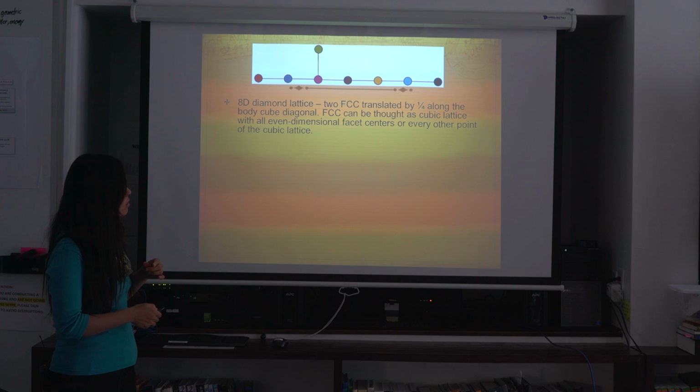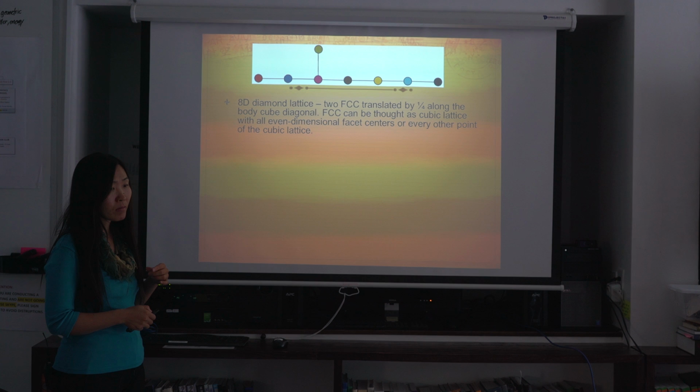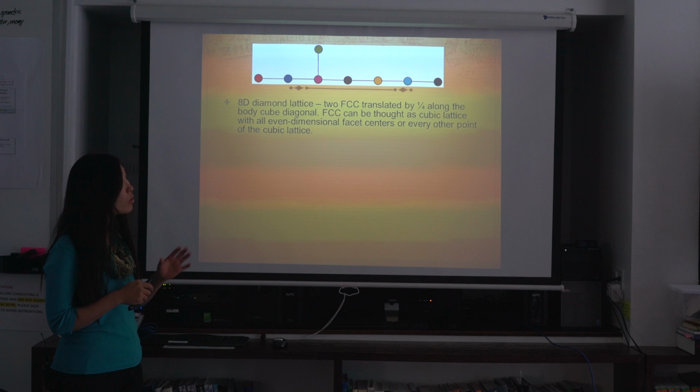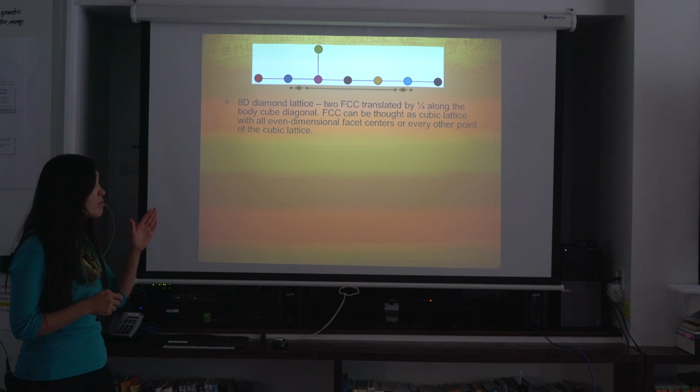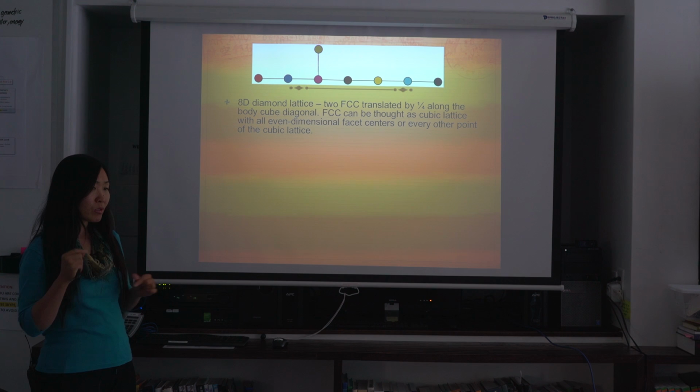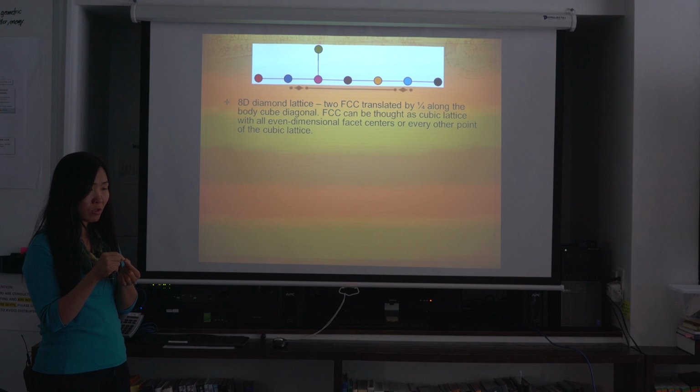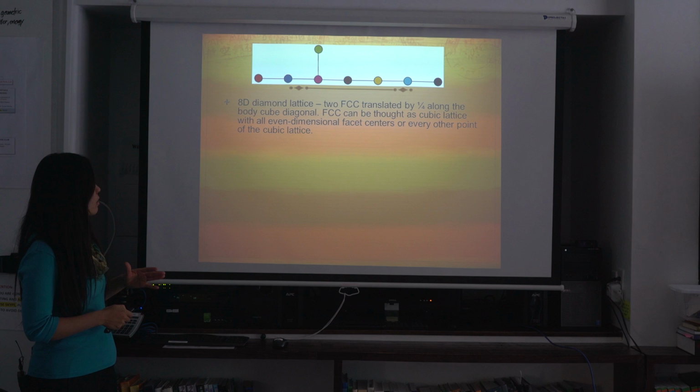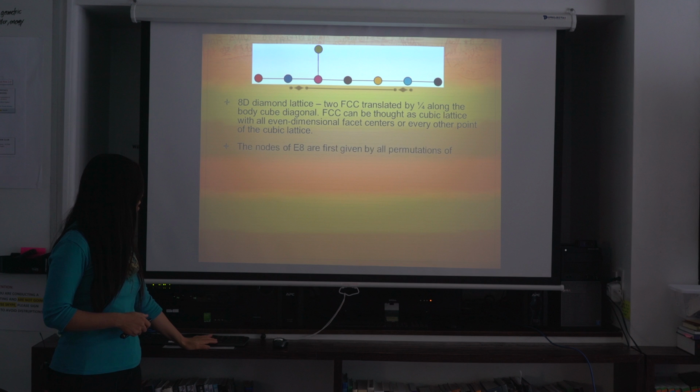But I don't understand. You're saying that you can make E8 from two FCCs? Yeah. But FCC is a three-dimensional thing. No, it's an eight-dimensional FCC. Oh, okay. I'm just defining FCC itself as a cubic lattice, but you decorate the cubic lattice with even-dimensional facets, like put the center there. That's how you get the FCC from a cubic lattice. Or we can say every other point of the cubic lattice.